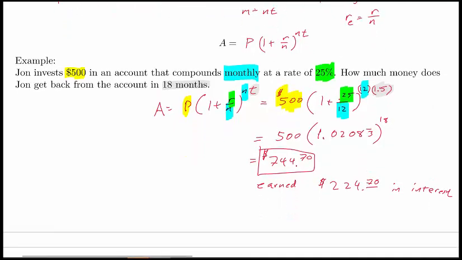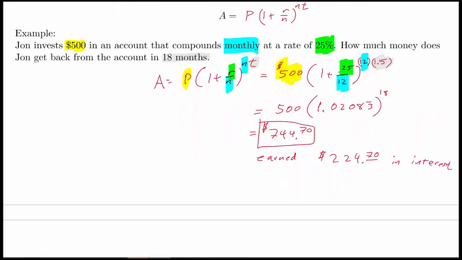And so, like I said, this is a very, very simplified example. Very rarely will you find a loan being issued out where there are no payments, and particularly if it's not compounded at all.